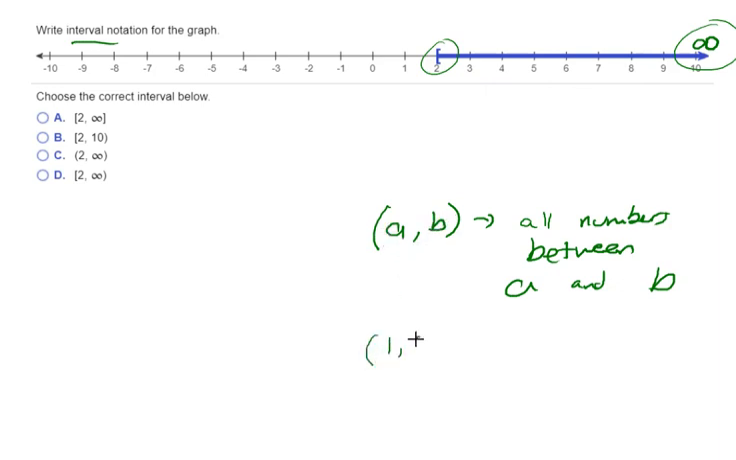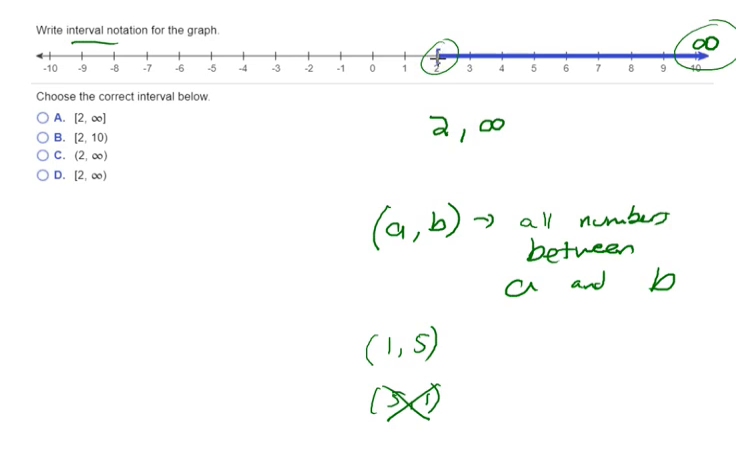So 1, 5 makes sense. That's all the numbers between 1 and 5. 5, 1 doesn't make sense. It is not proper interval notation. It has to go from smallest to largest. So smallest would be the number furthest to the left, which is 2, largest is the number furthest to the right, which is infinity, which is to say there isn't a largest one.